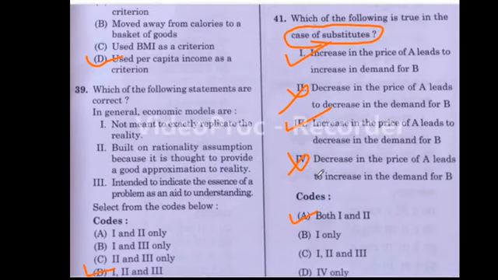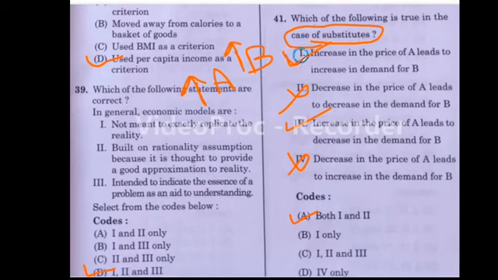Sorry, 41, substitute goods. Let us see, there are two goods, one is A and another one is B. Let us consider first one, increase in the price of A. Yes, when the price of good A increases, then people will buy less and people start buying more of B. So increase in the price of A leads to increase the demand for B.